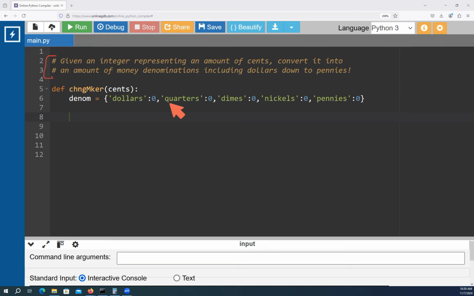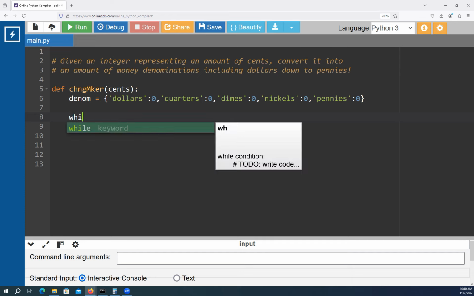Given an integer representing an amount of cents, convert it to an amount of money denominations, including dollars down to pennies. So I'm going to get an integer, just sort of a raw number of cents, like 450 cents or whatever. And I'm going to break it down into a dictionary of denominations, where it'll have the appropriate amount of dollars, quarters, dimes, nickels, and so on. Got my dictionary. And this is going to be mostly contained in a while loop, like I said before.